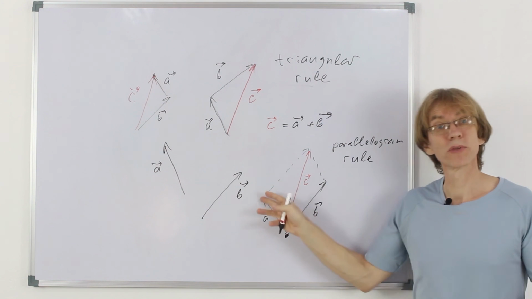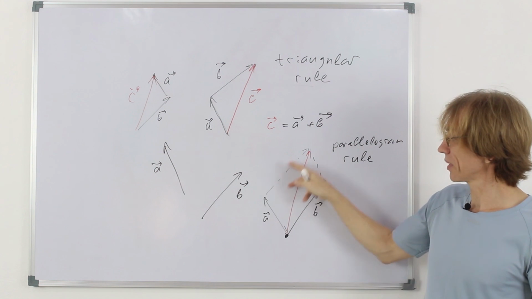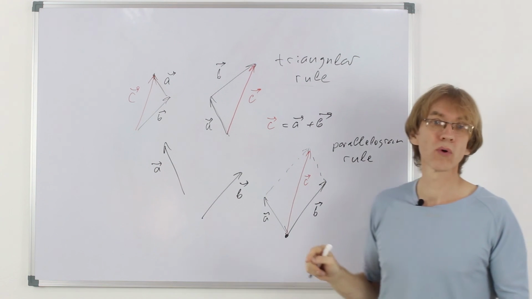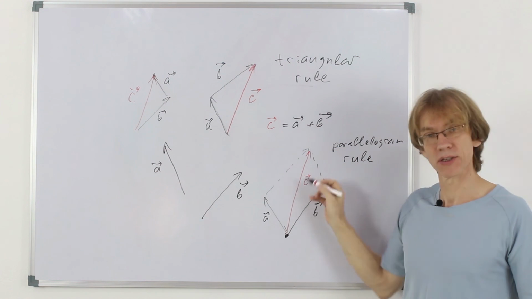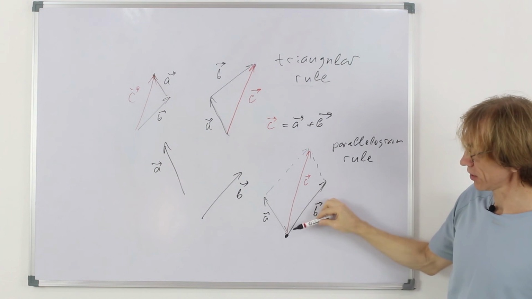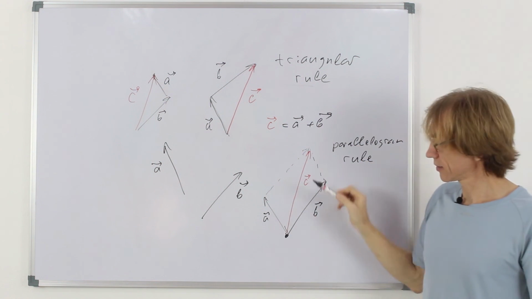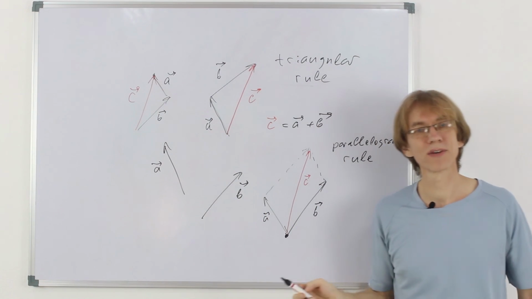Parallelogram rule of adding vectors. Again, we draw them from the same dot, from the same position, and then we extend parallel sides, parallel to each vector, to draw a parallelogram, and the sum of these vectors is just the diagonal. Again, you see, these are identical ideas. A, B, C. C is the sum. Okay, that's it for the simple idea of adding vectors.